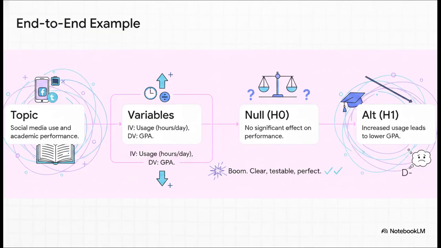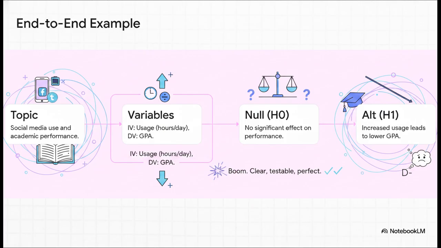Let's use a really relatable end-to-end example just to show this entire framework in action. Step 1, our topic, the effect of social media use on academic performance. Step 2, our variables. Our independent variable is social media usage measured in hours per day. Our dependent variable is academic performance measured by GPA. Step 3, our null hypothesis. Social media usage has no significant effect on GPA. And step 4, our alternative hypothesis. Increased social media usage leads to a lower GPA among students.